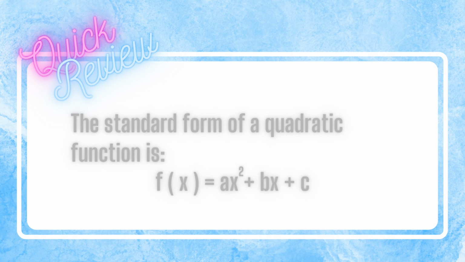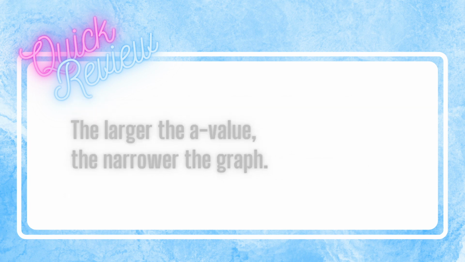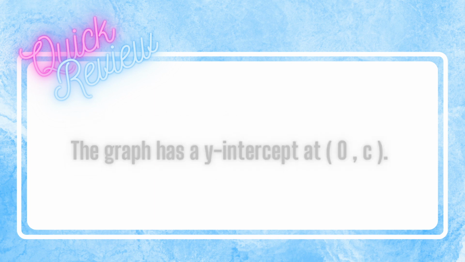Today we learned that the standard form of a quadratic function is f of x equals ax squared plus bx plus c. If A is positive, the graph opens up. If A is negative, the graph opens down. The larger the A value, the narrower the graph. And the graph has a y-intercept at (0, c).